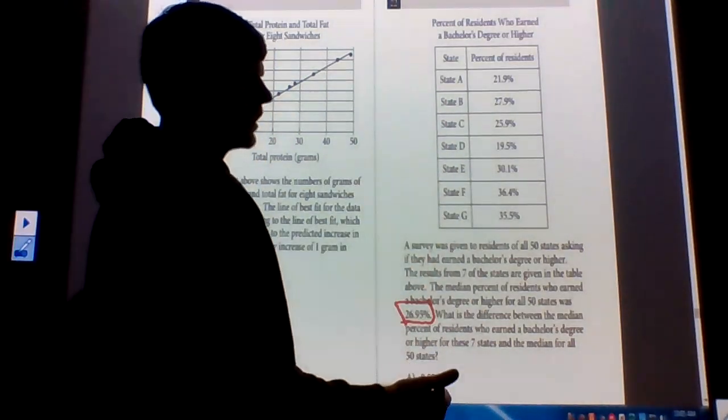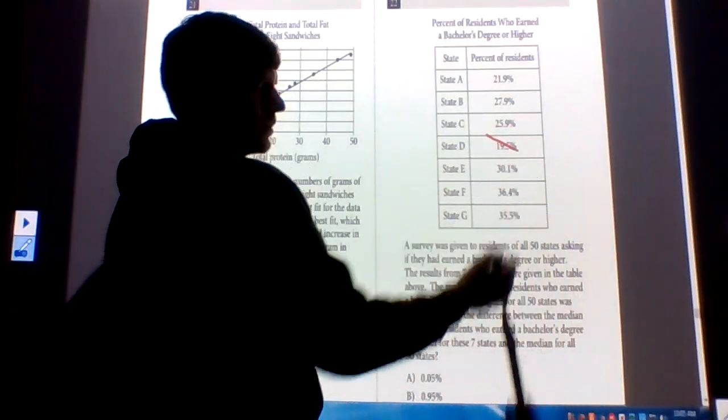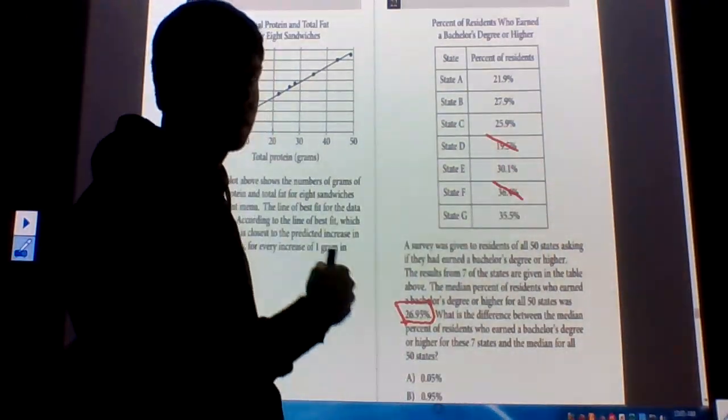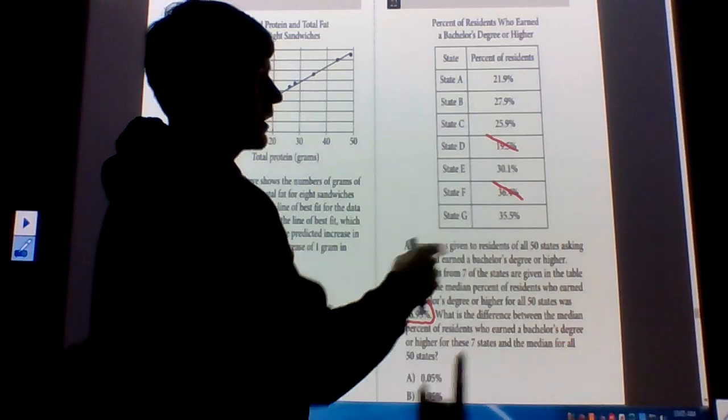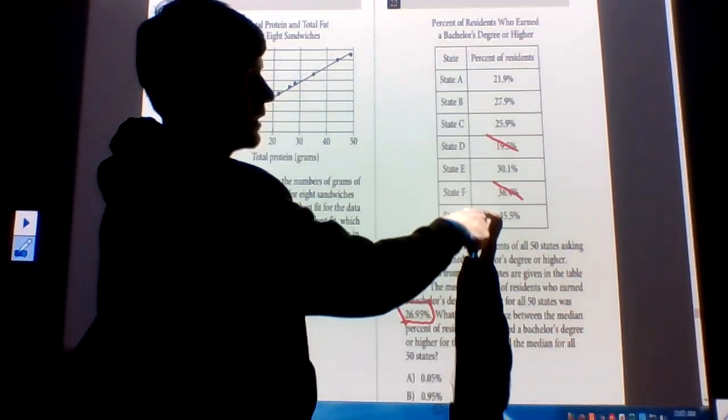So median is the middle number. So here's the smallest and the largest. So I'm going to knock those off. The next largest is here. The next smallest is here.